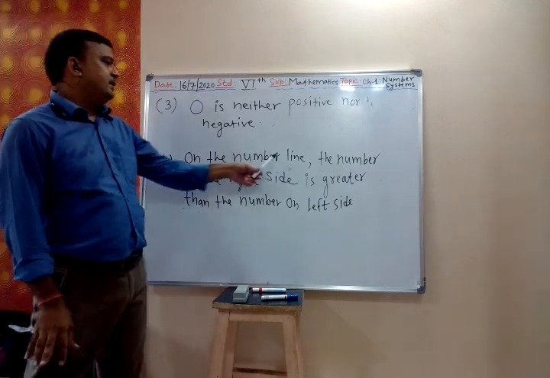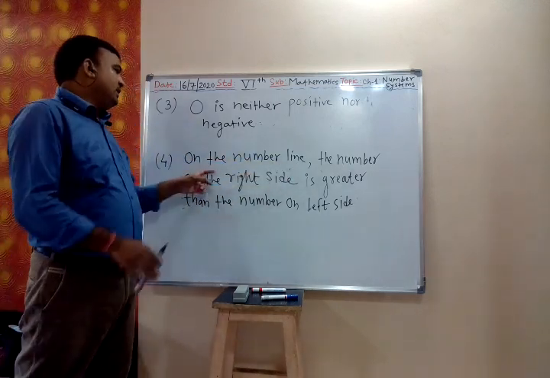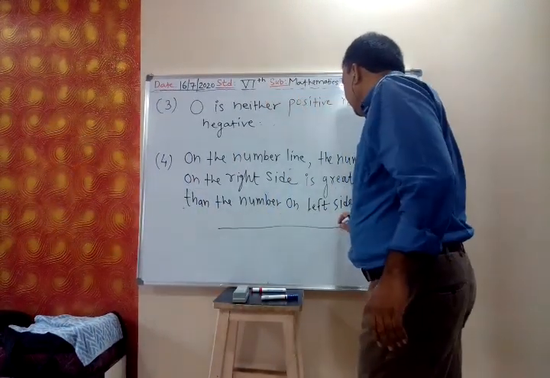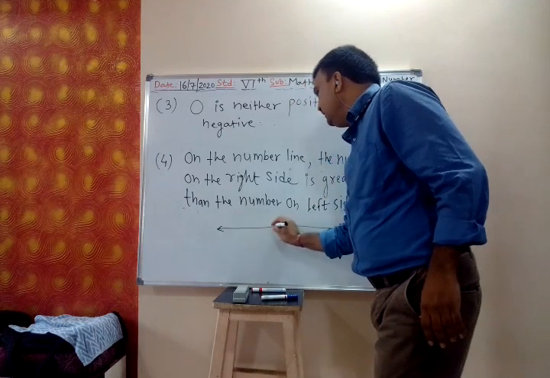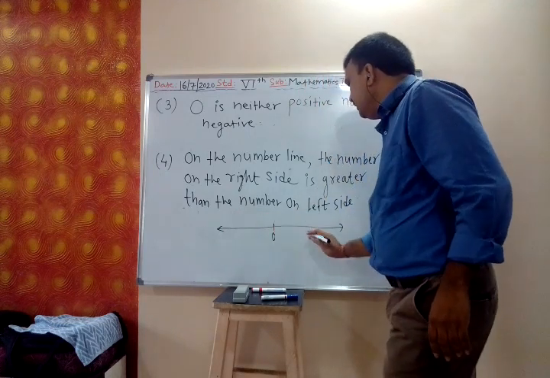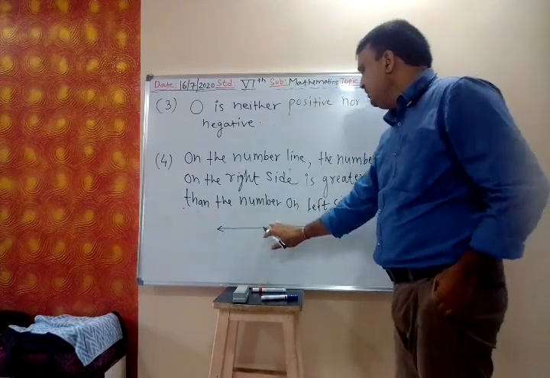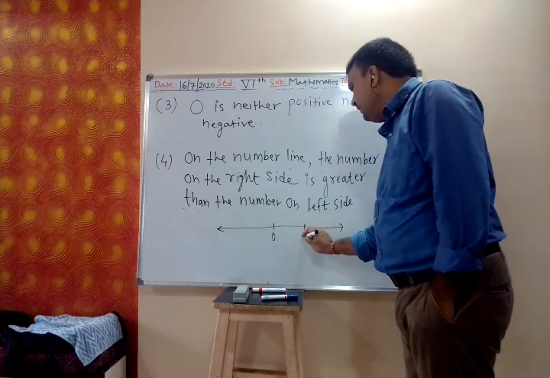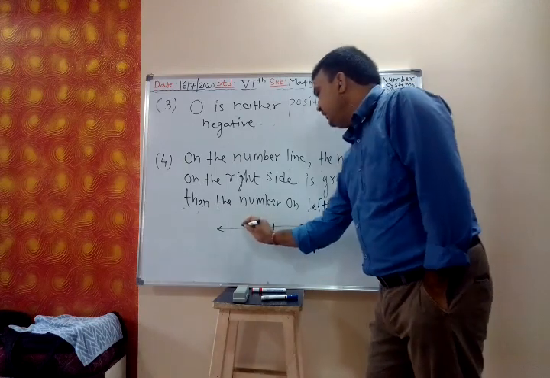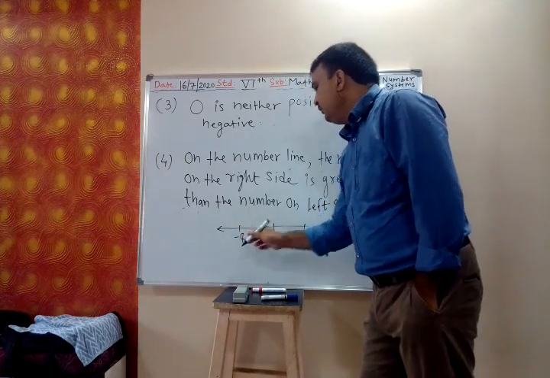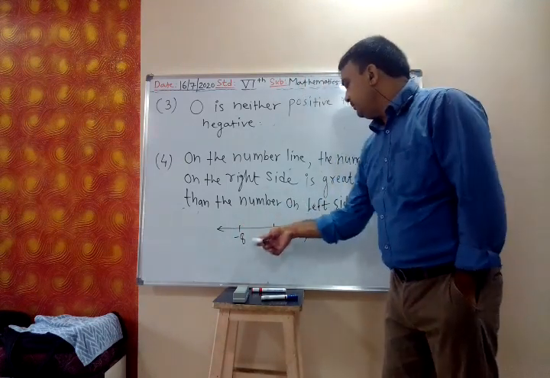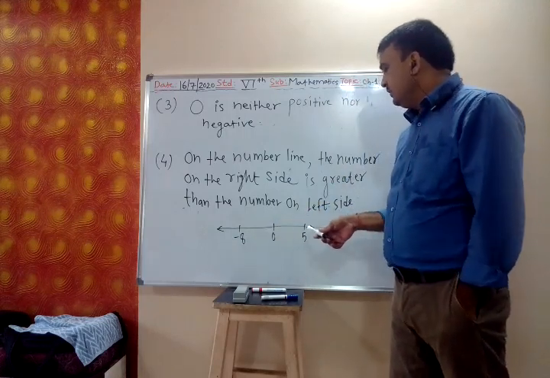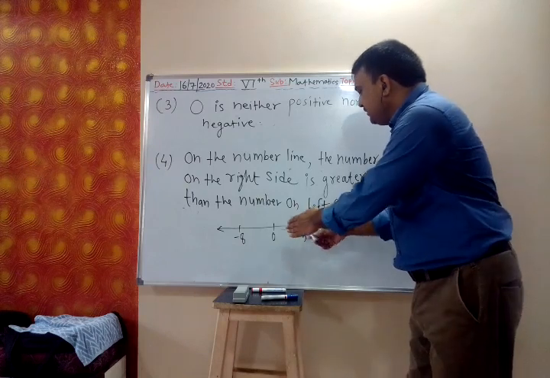On the number line, see, the meaning is this is my number line and this is my 0, correct? So whichever number is on the right, for example, let us take 5 and let us take -8. Now which number is bigger, -8 or 5? 5, because 5 is on the right side.